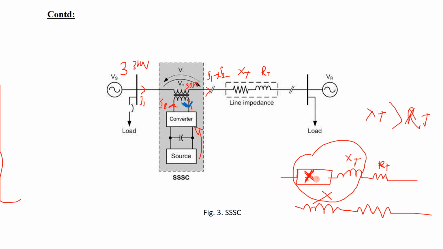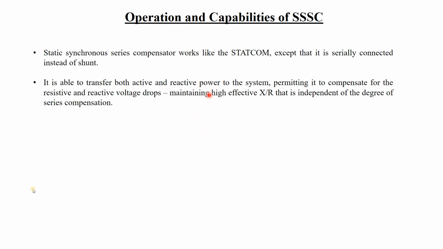So when this X is connected, this X of SSC is totally now XS plus XT becomes X, and this is RT. So this X by R ratio is totally changed now. So depending on the X by R ratio, if it is a capacitor, then the X by R ratio will be different. If it is an inductor, then X by R ratio will be different. So totally depending upon the X by R ratio, it will transfer active power or reactive power.